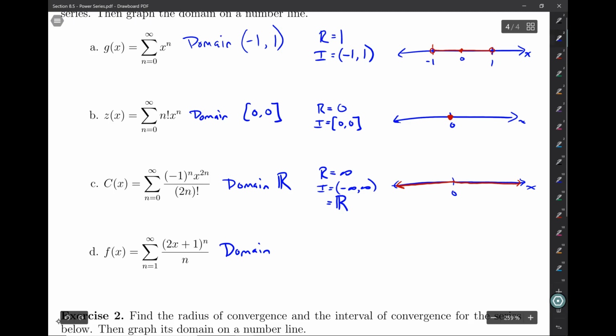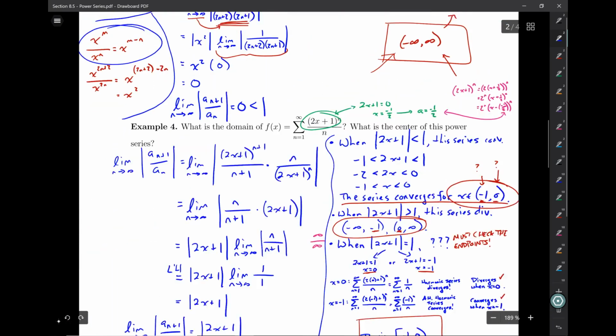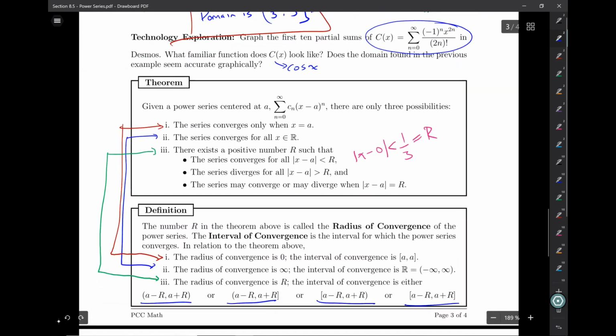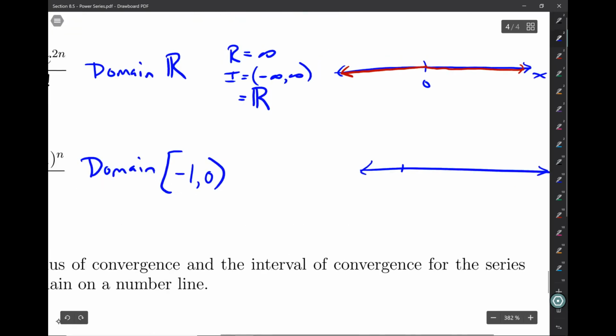Well, we found that our domain in this case, I don't quite remember, so let's go up and review that one. That was here in example 4. We found that our domain was negative 1 included, 0 excluded. So our domain, negative 1 to 0. On a graph, this means that we look at going from negative 1 to 0.